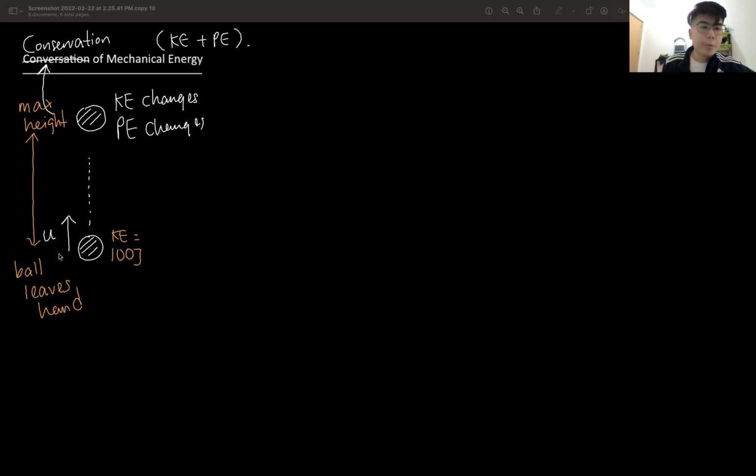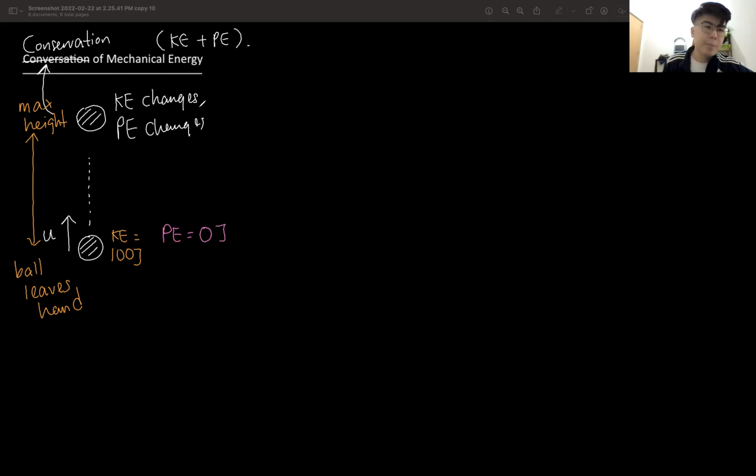Okay, so when I say the ball leaves the hand, what is the kinetic energy? It's going to have kinetic energy, right? 100, let's say. What about the potential energy? Okay, it leaves my hand, but it's still very close. So potential energy, I would just say that it is 0 because it's too close to the ground or too close to my hand. 0 joule.